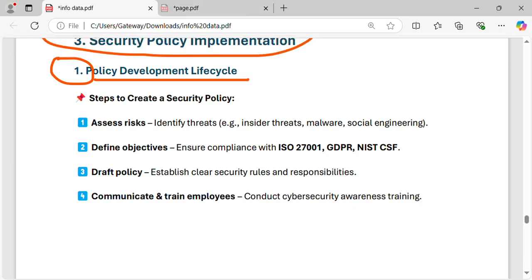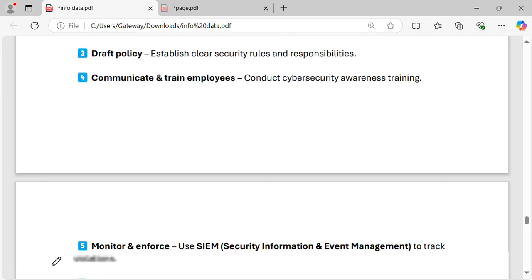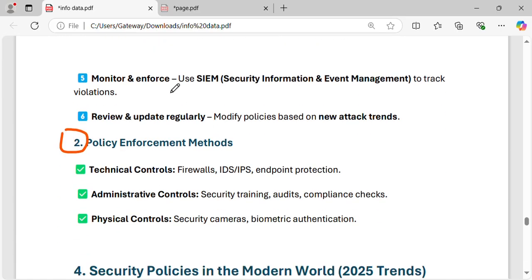Of course, they're going to be protection. Draft policy: establish clear security rules and responsibilities. Right, just write down all your thoughts, responsibilities, and rules that you think are better for the organization, and it should really align with the organizational goals. Communicate and train employees: conduct cybersecurity awareness training. Monitor and enforce: use SIEM, security information and event management, to track violations. Review and update regularly: modify policies based on new attack trends, right?